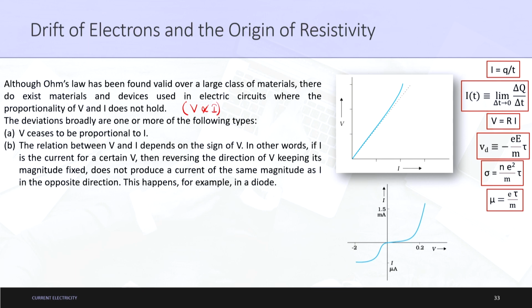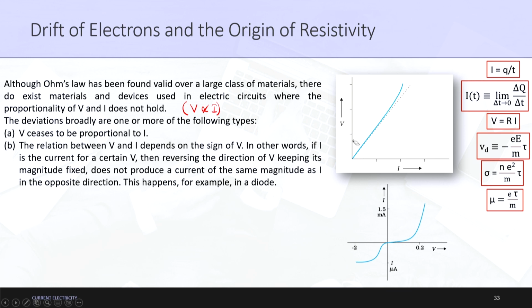The first deviation is that V ceases to be proportional to I. This can be explained in this form: till some point, let us say I denote it by this portion here, the Ohm's law was valid, but after this, as you can see, if it had been the initial current direction, the line would have gone here, but it deviates from this portion here. That means the value of resistance keeps on changing.